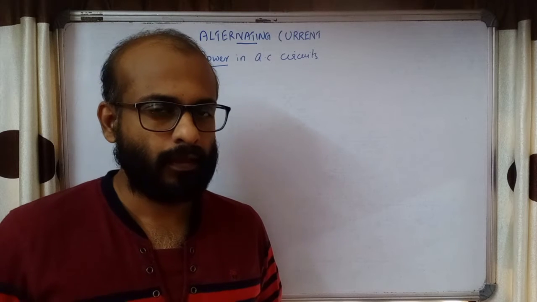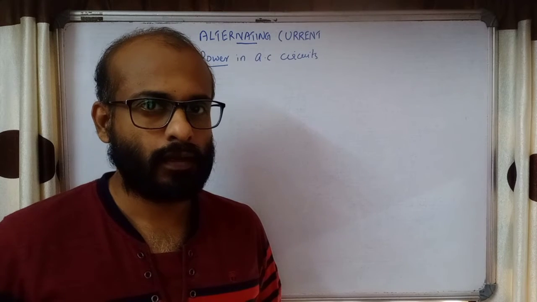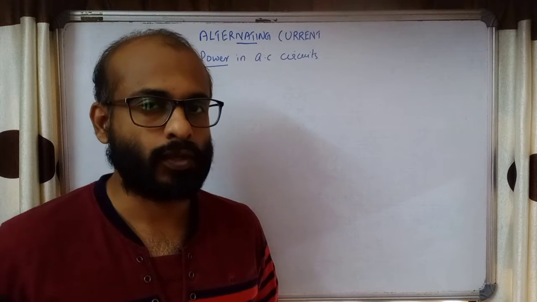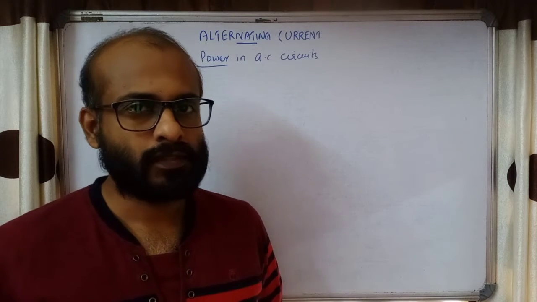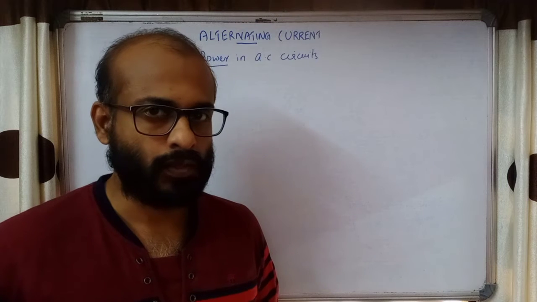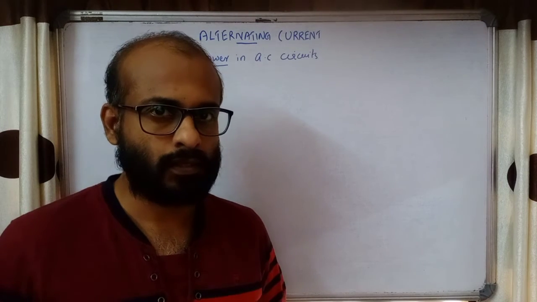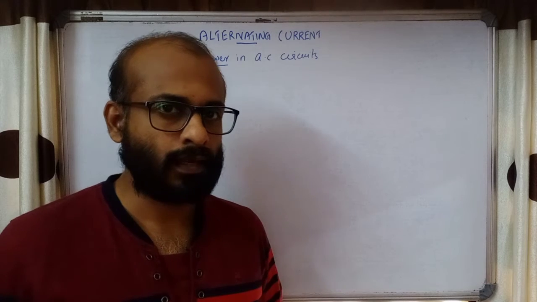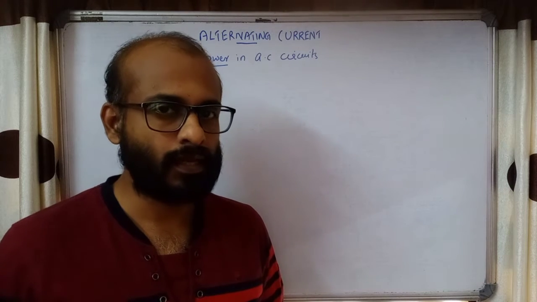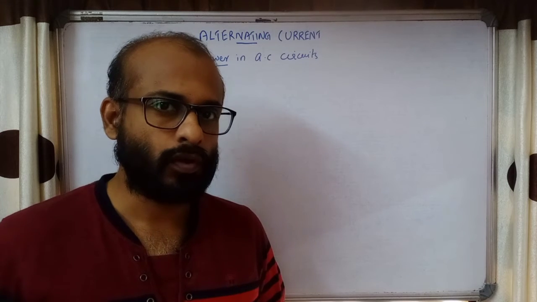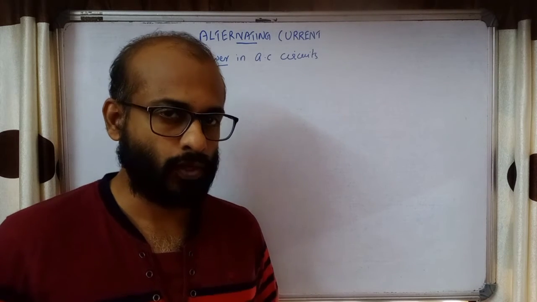Today we are going to see the expressions for average power in an alternating current circuit. In the previous class you have seen different alternating current circuits like a pure resistor, pure inductor, pure capacitor, and a combination of inductor, capacitor and resistors all in series. Now we are going to see how you can get the expression for average power in an AC circuit.